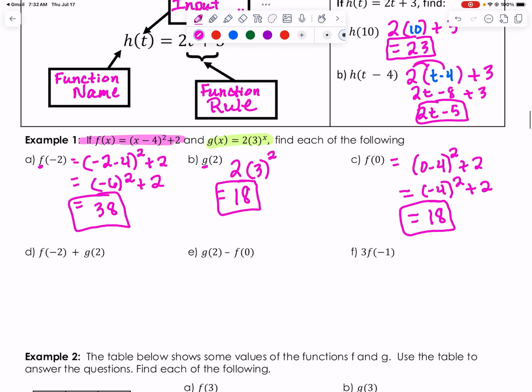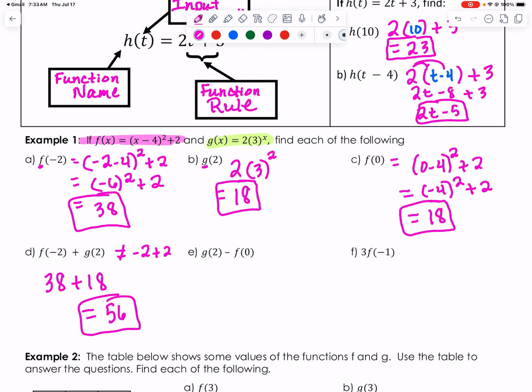Now, in problem D, they're asking us to add f of negative 2 and g of 2. Now, this does not equal negative 2 plus 2. We need to find each of these values and then add them together. Luckily, we've already found f of negative 2 in example A. So we know that f of negative 2 was 38. We also have already found g of 2. It was 18. So it's really asking us to add 38 plus 18. So that would give us 56.